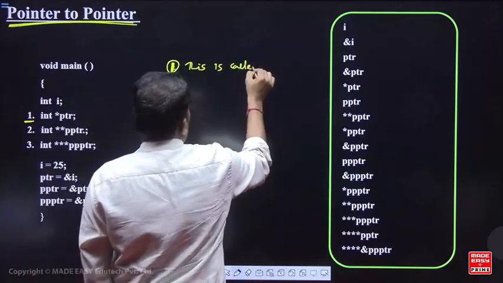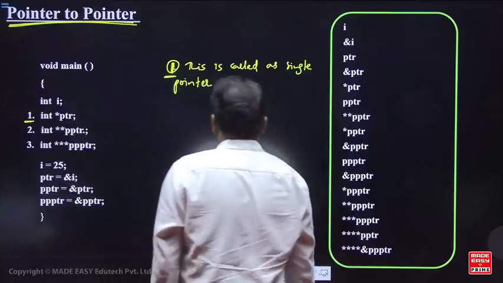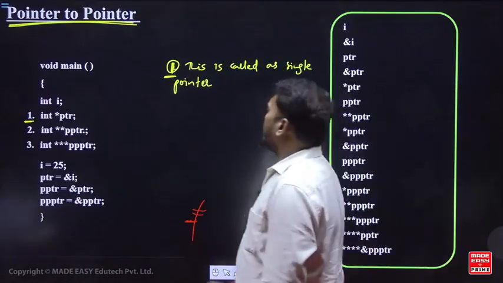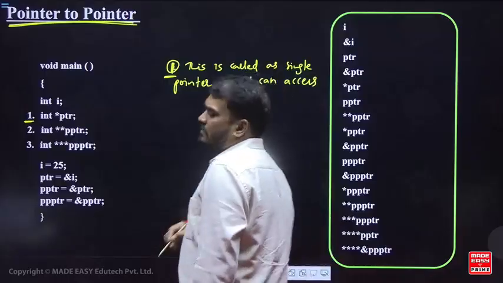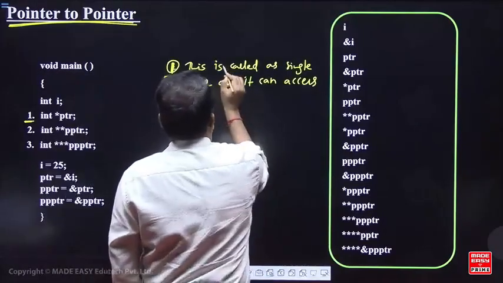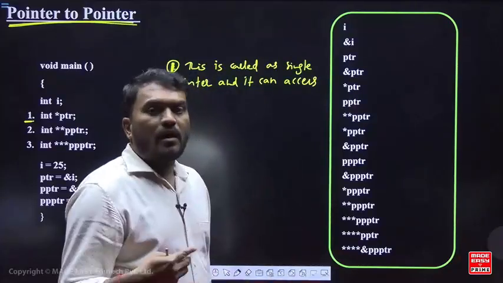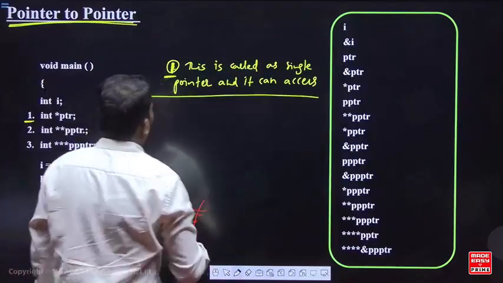This is called as a single pointer, and it can access up to 1 level, sorry, up to 1 level, printing mistake. This is called as a single pointer, and it can access up to 1 level. Okay, that's the first one.